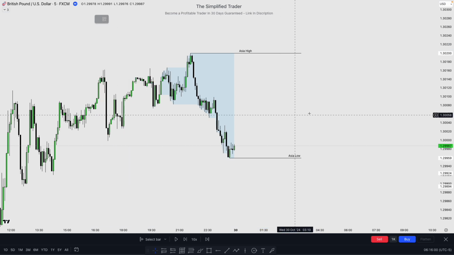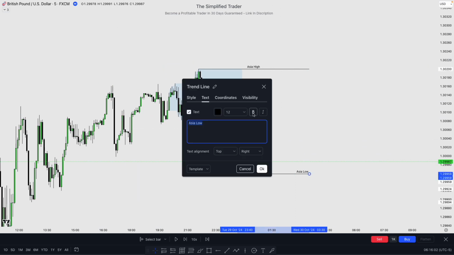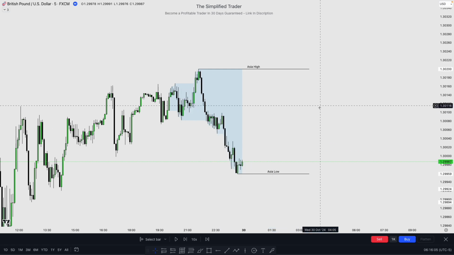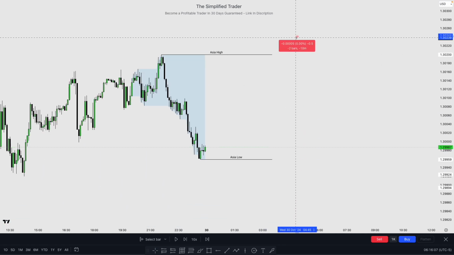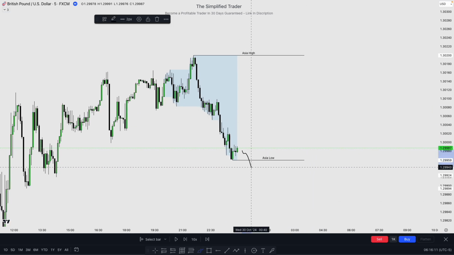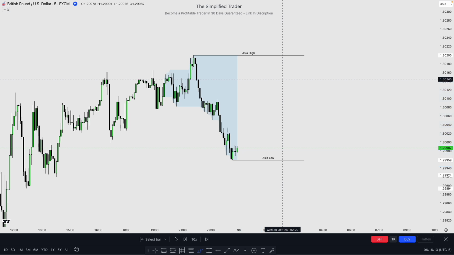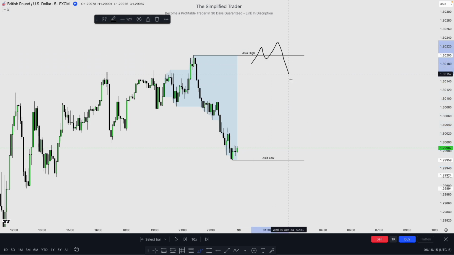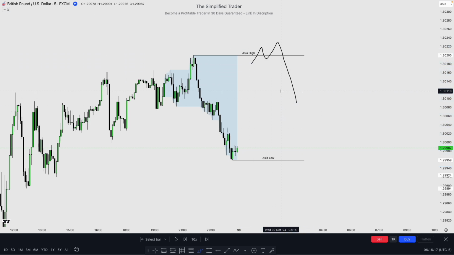This will be my Asia low. There you go. Okay. Now we are waiting for either this market to take out the low and we trade into the range, or we wait for this market to take out the high and we trade back down into the range.